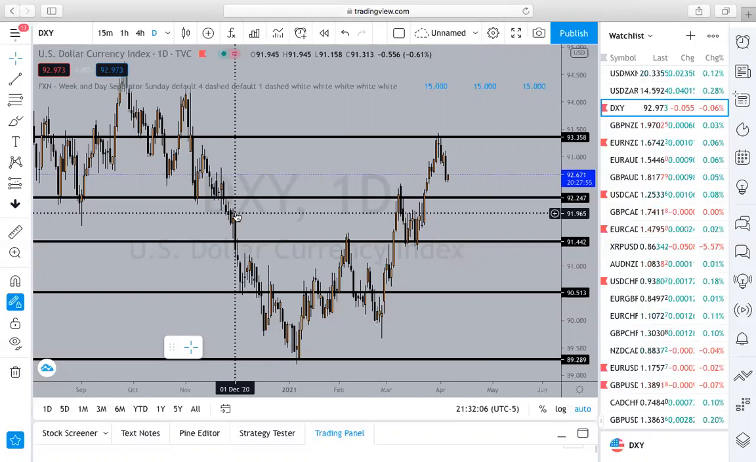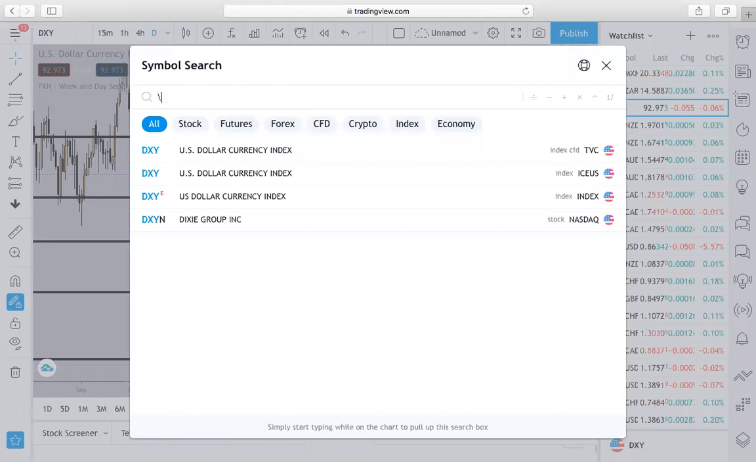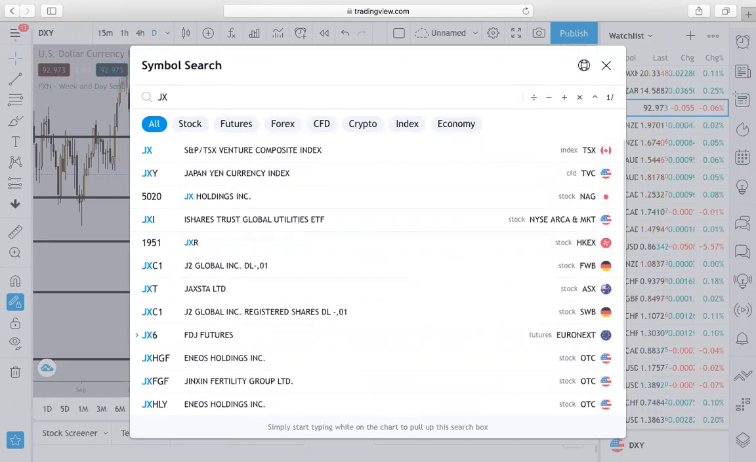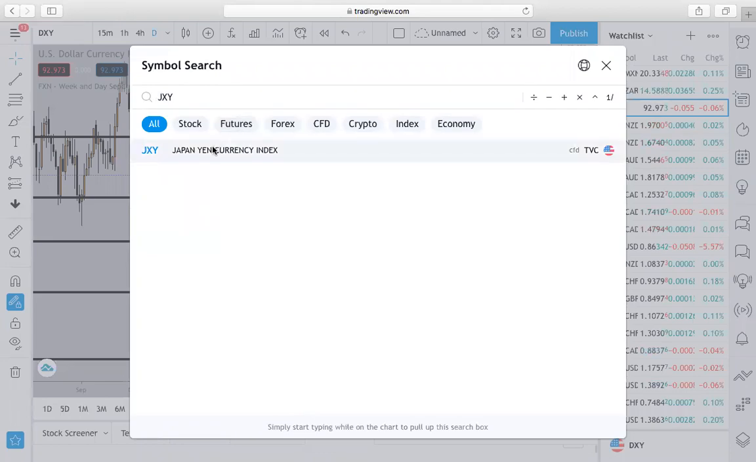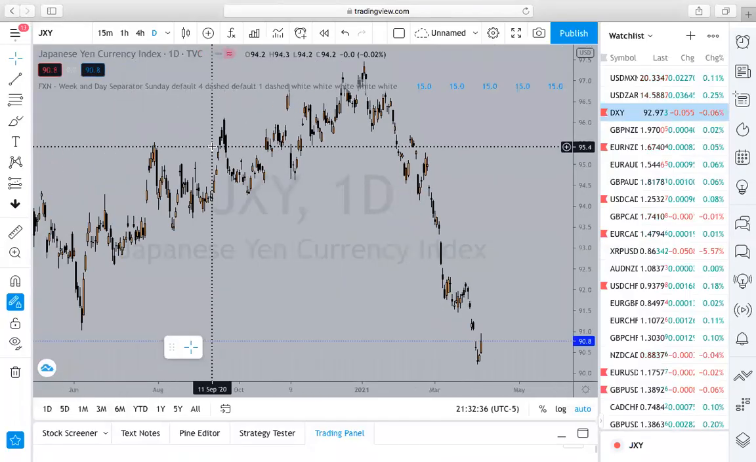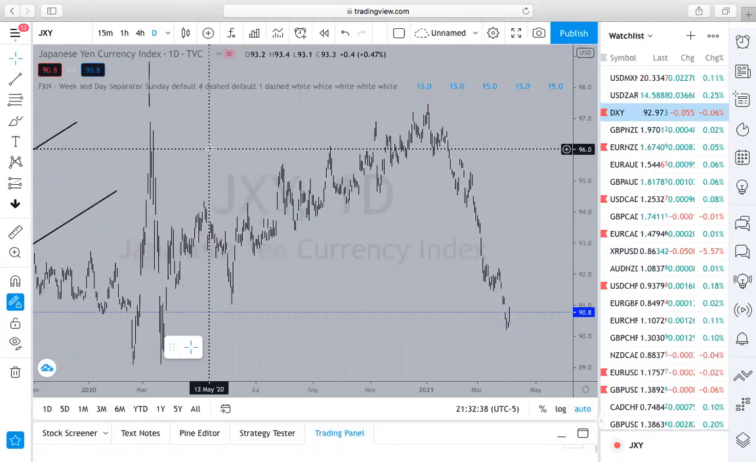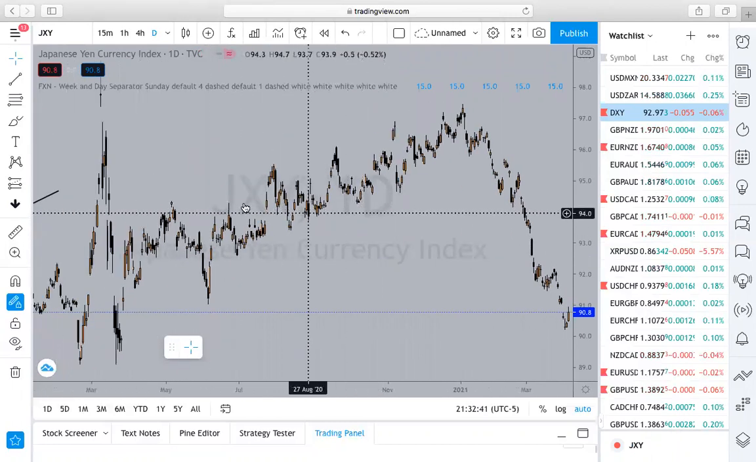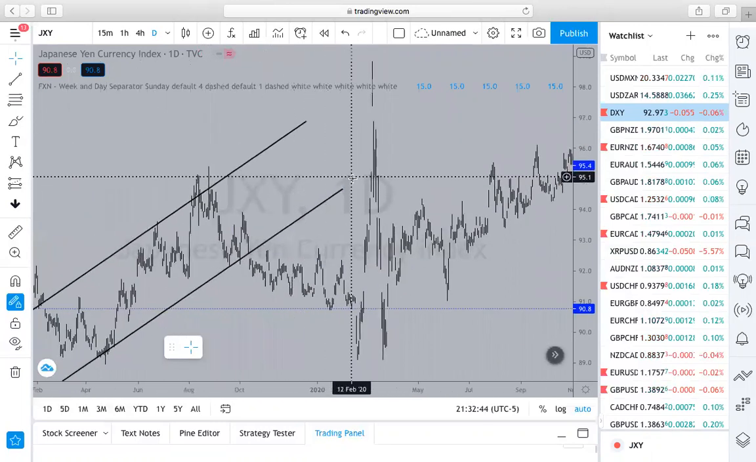So, for example, the USD has the DXY, then you have the Japanese yen that has JXY that also has its own, let's actually pull it up pretty quick, also has its own currency index.